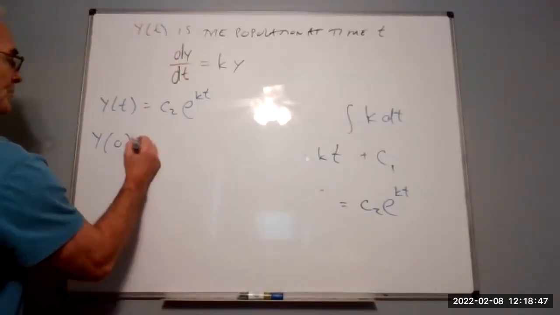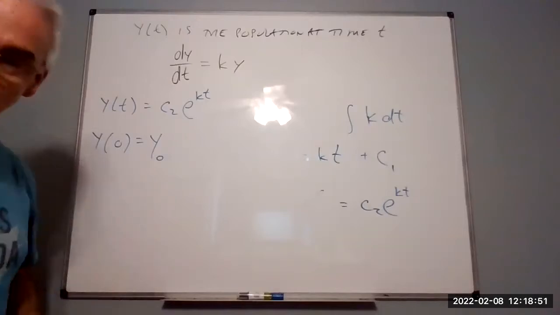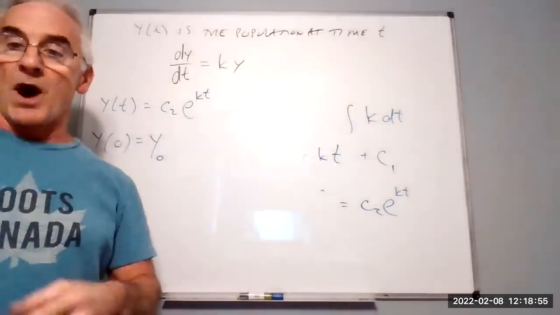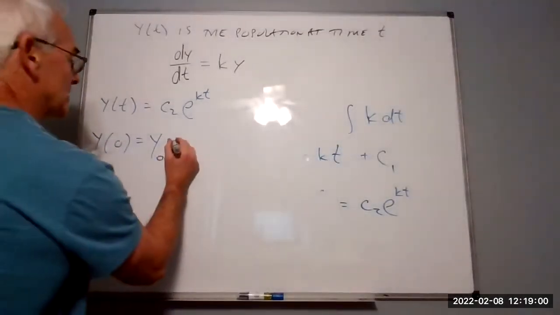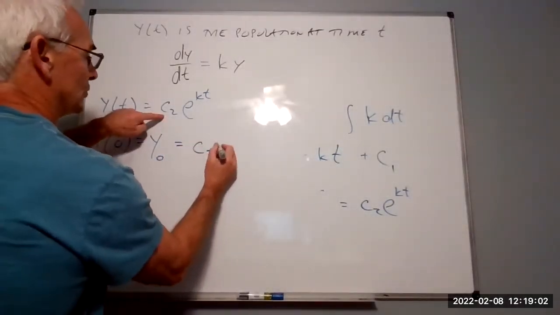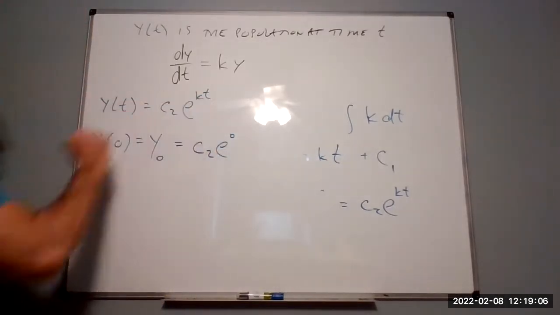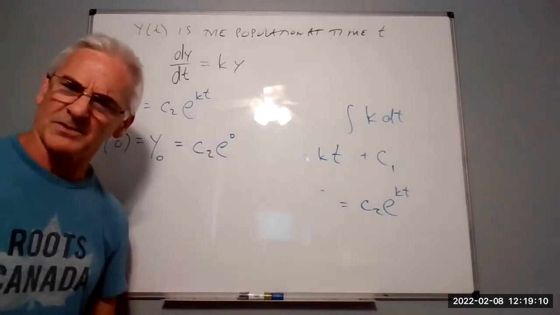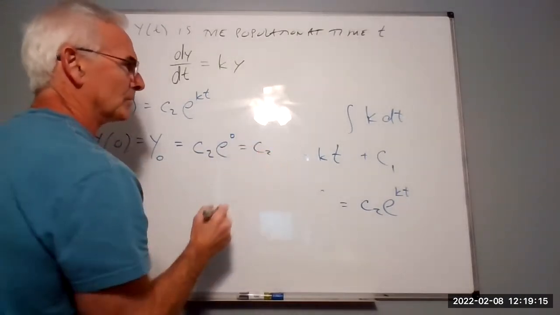Y of 0, which we often write this way. Most of you are familiar with this from science classes. Whenever you have a subscript of 0, that always means starting amount. So y of 0, that's how many people I have at the start, is equal to what? C2 e to the 0. I'm replacing t with 0. But wait a minute. E to the 0 is just 1, isn't it? So C2 e to the 0 is just C2.